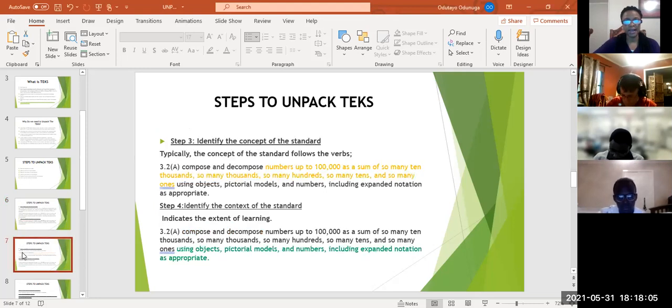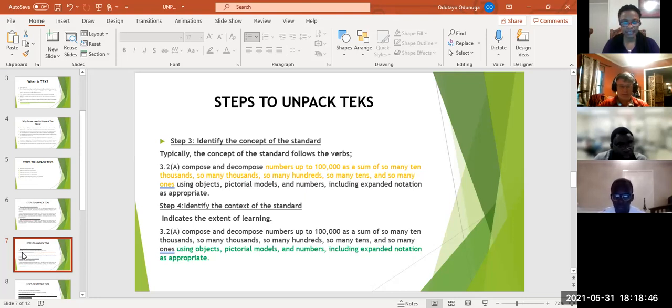The next slide. The third step is to identify the concept of the standard. We've seen the verb. Now we're going to look at the concept. As we read in 3.2A, which is a third grade number and operation strand, the concept of the standard follows the verbs. The concept, what you're going to be doing with the verb, you will see immediately after the verb.